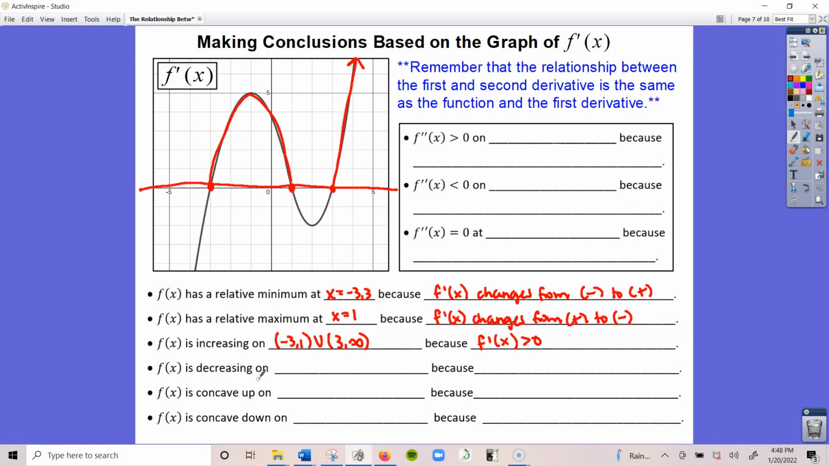F of x will be decreasing, and the reasoning we know is because f prime of x is less than 0, and this is when your graph is below the x-axis. So that's here, from -infinity to -3, and then again from 1 to 3.